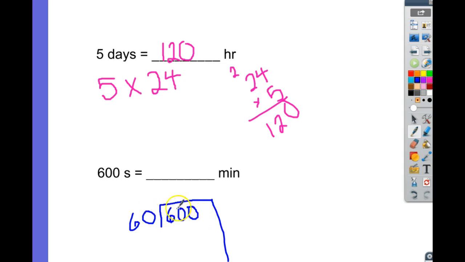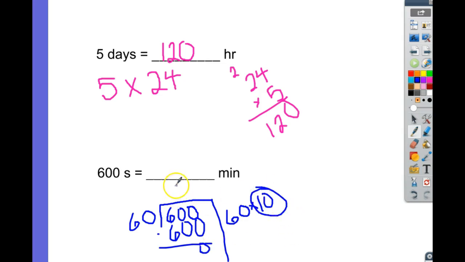60 seconds in a minute. So I have 600 seconds. How many groups of 60 are there in 600? Well, this one's pretty simple because all I have to do here is multiply 60 times 10. And 60 times 10 is going to be 600. So I just took out 10 groups of 60, and that got me a remainder of 0. And so my answer, or my quotient, is going to be 10. So that means out of 600 seconds, there are 10 minutes in 600 seconds. All right, so that's pretty simple, right?